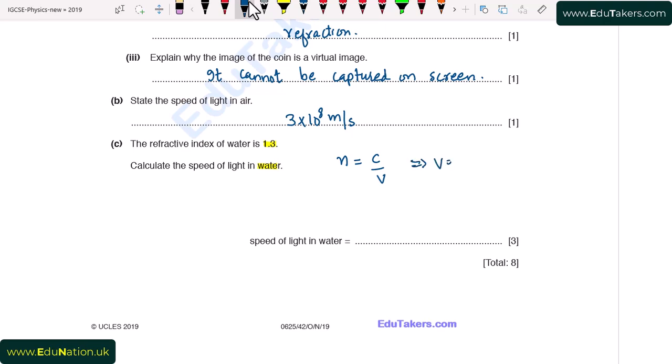It will be equal to C over n, and C is the speed of light in vacuum or air, that is 3 into 10 to the power 8, and refractive index is 1.3. So V comes to be 2.3 into 10 to the power 8 meter per second. I write here 2.3 into 10 to the power 8 meter per second.